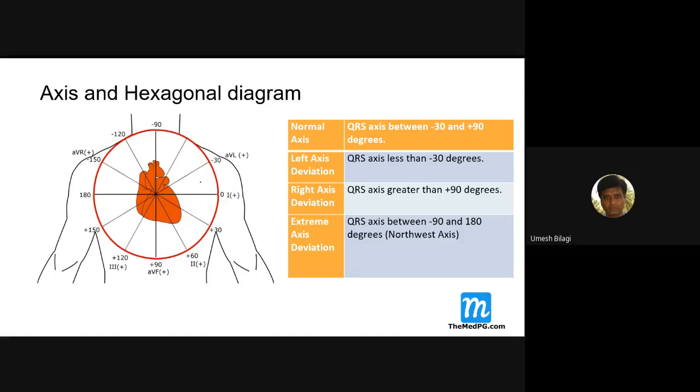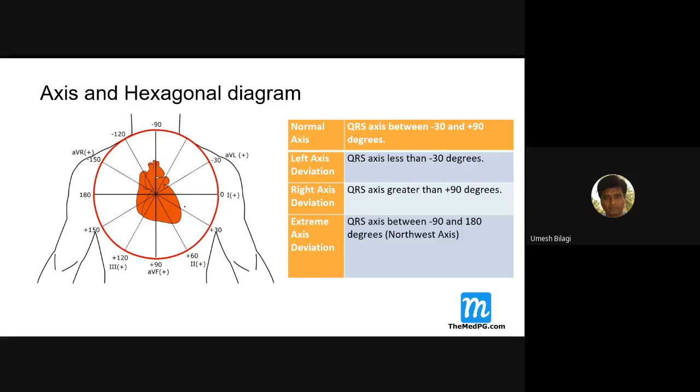And what is the normal axis of the heart, the electrical axis? It extends from minus 30 to plus 90. This is about the QRS axis. I am talking about the QRS vector. All of this is the normal axis of the heart. From minus 30 to plus 90 is considered the normal axis of the heart. Anything outside this is deviation.